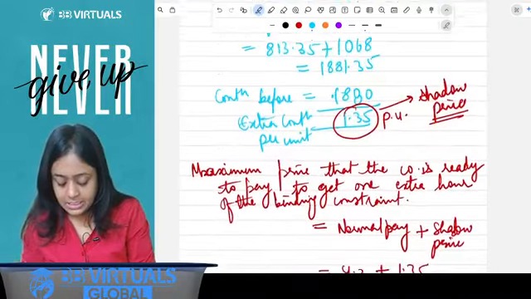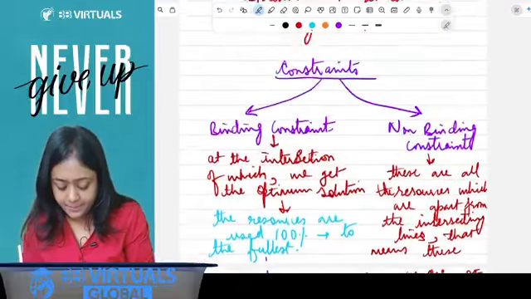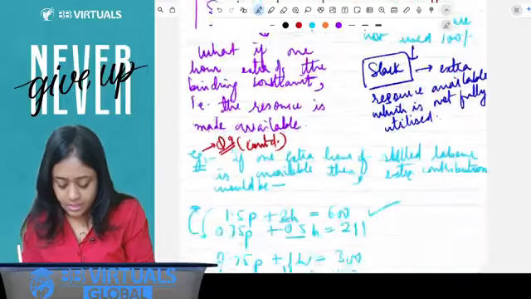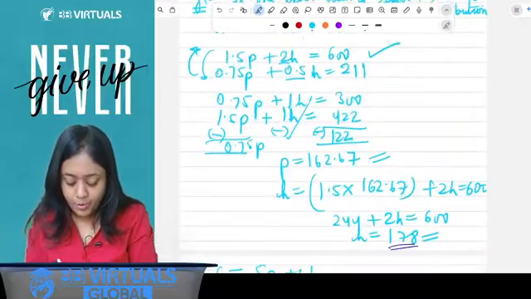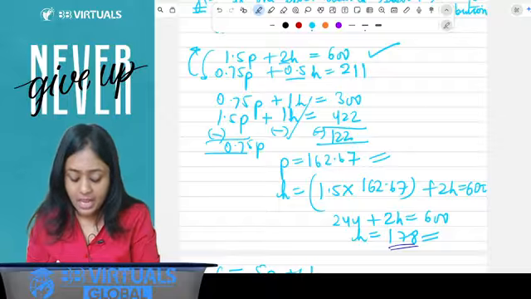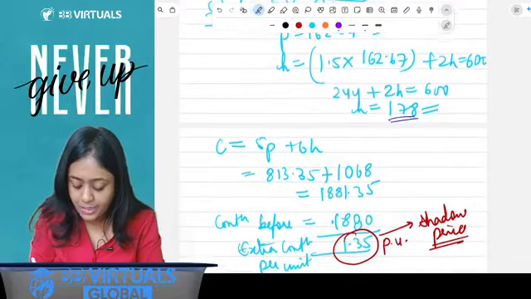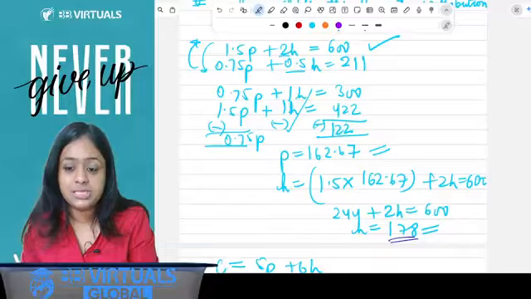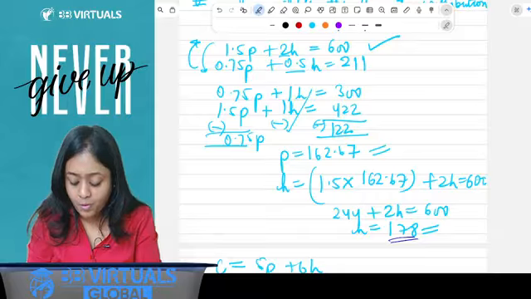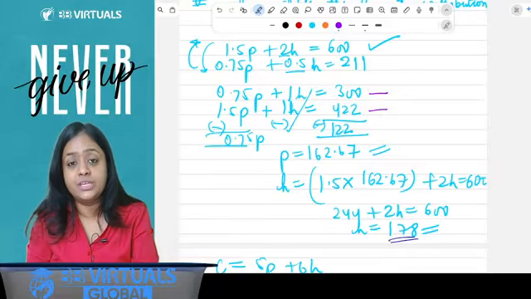So let's check here how to solve the equation. Here I've taken an example just to help you understand how to solve equations. Let's say I have two equations: 0.75p plus 1h is equal to 300 and 1.5p plus 1h is equal to 422. Solving the equations simultaneously means you take a common number and multiply the top row with that common number, and the bottom equation with its own common number.